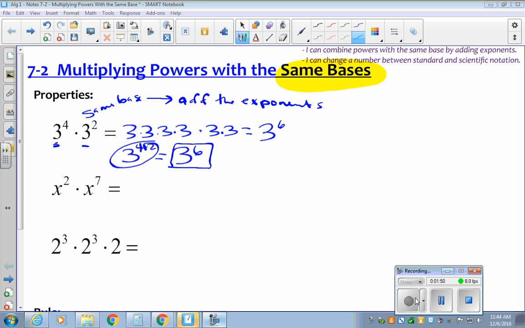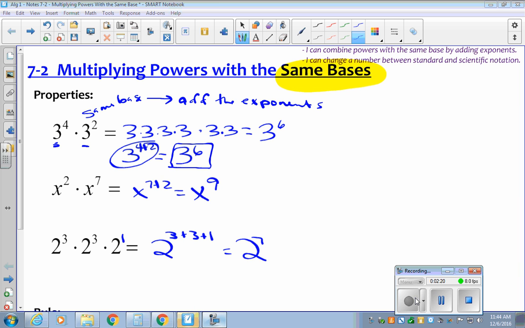That's a great question. So this would give us how many x's altogether? 9. And then the same rule applies. How many 2's do we end up with altogether? So it is 7 2's altogether, because there's 3 here, 3 here. How many are here? Just 1.